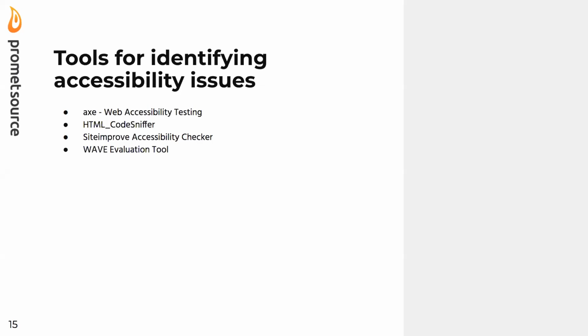Axe, Site Improve, and Wave, we're using Chrome for testing because all of these are available in Chrome as extensions, and the HTML code snipper is a JavaScript that you need to bookmark for you to use it. So I'll show you an example.